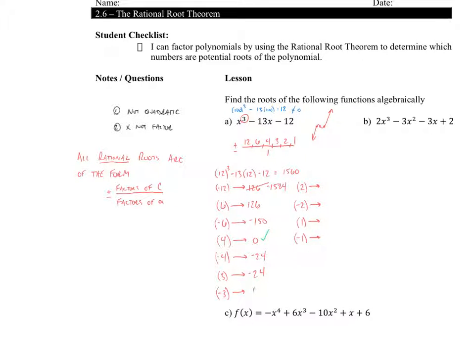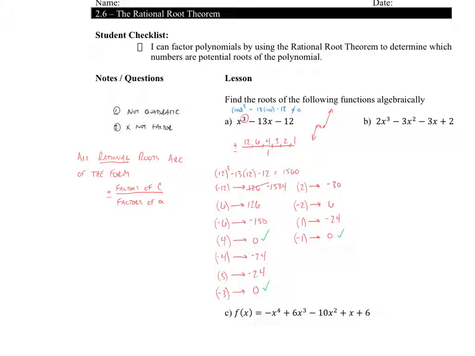Negative 3, though, gives me 0. That's another root. And I know that because this is a cubic, there's one more root out there. If I test 2, I get negative 30. If I test negative 2, I get 6. If I test 1, I get negative 24. And if I test negative 1, I get my final 0.